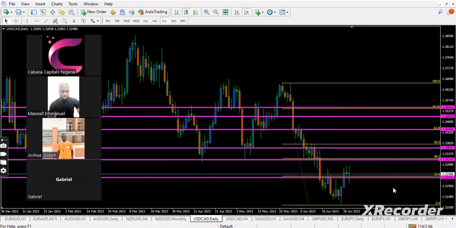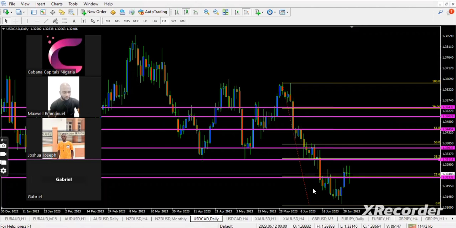That's my take on USD CAD. I would be buying USD CAD this week. And like I said, my target is at this level. I'm aiming for like 200 pips, and my risk will be between 40 to 50 pips on USD CAD. The only thing that will make USD CAD sell this week would be fundamentals.